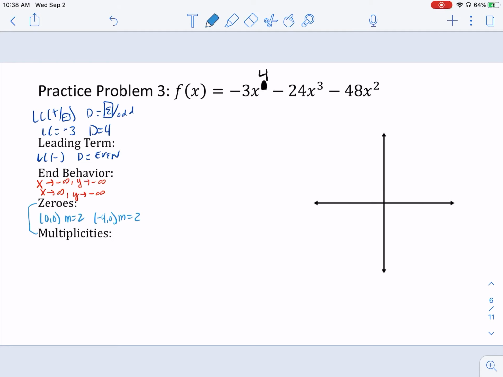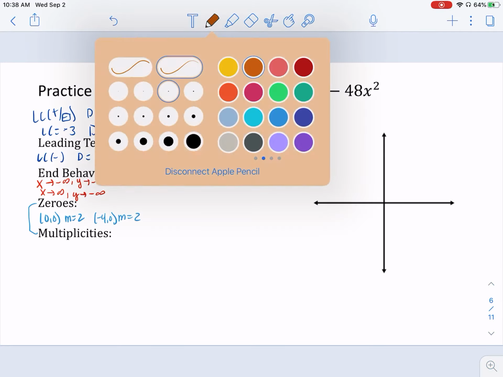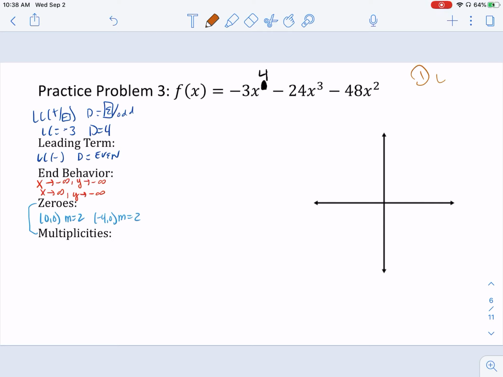Now that we're ready to graph, the first thing that I ever do when I graph is I start with my end behavior because that tells me how to start my graph. So I'm just going to put these arrows way down here because I know that my ends are both going to be pointing down. The next thing I do is I plot my zeros. So I have one at negative 4 and one at 0. Now I'm ready to sketch.